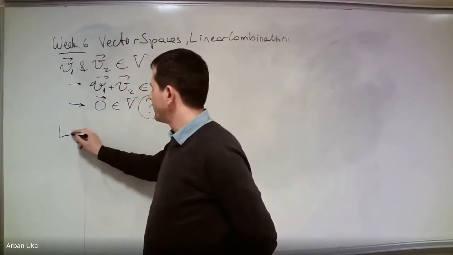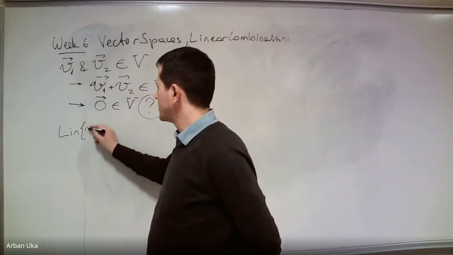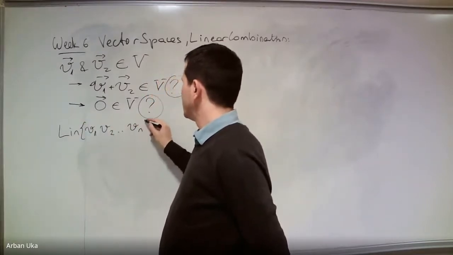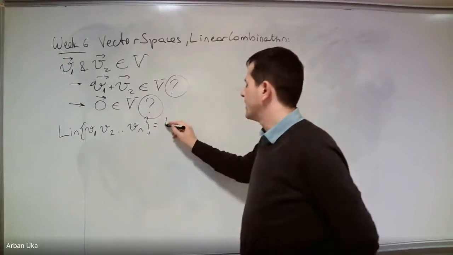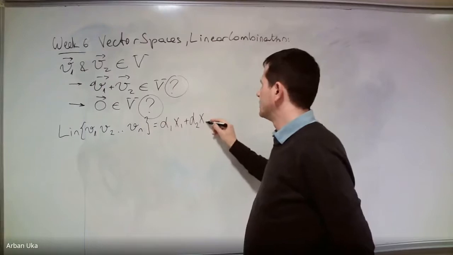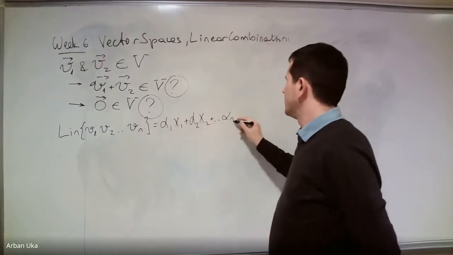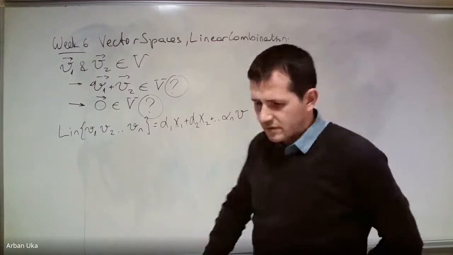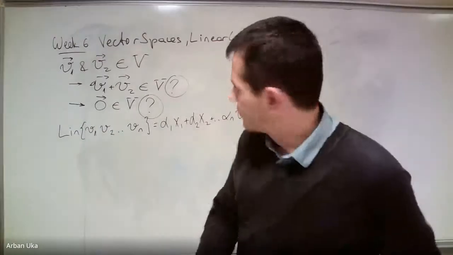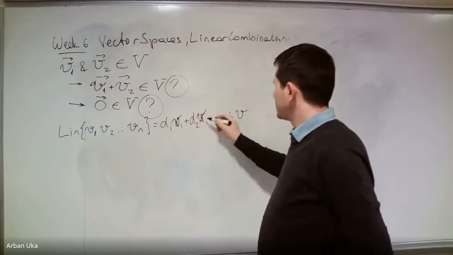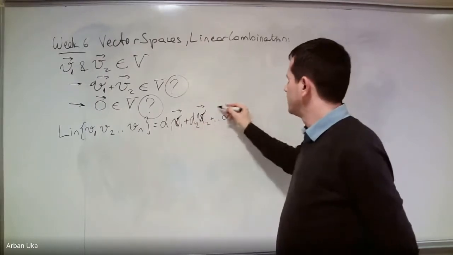Now, we also defined in the previous session what the linear combination was. Linear combination of a few vectors, we denote it like this. We say linear of v1, v2, and vn, this is equal to alpha 1 x1 plus alpha 2 x2 plus alpha n vn. Sorry, what did I write here? Xn? Maybe I should write alpha, alpha, alpha. I should write here v. So this is v1, v2, and so on. So these are the vectors.